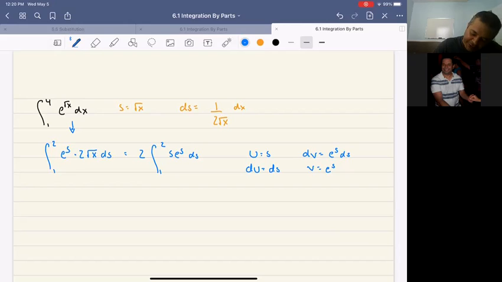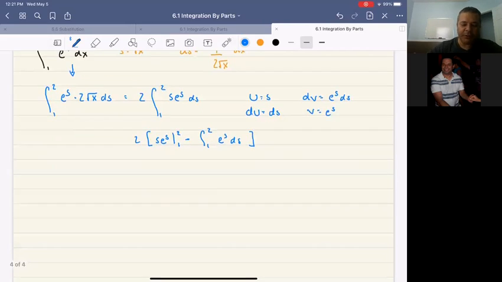Okay. So we're going to have 2 times uv, so that's going to be s e to the s, with 1 and 2 as my limits, minus the integral of v du. Okay, well, this is easy enough. 2 times, now it's going to be 2e squared minus e, minus the integral of e to the s, which is e to the s.